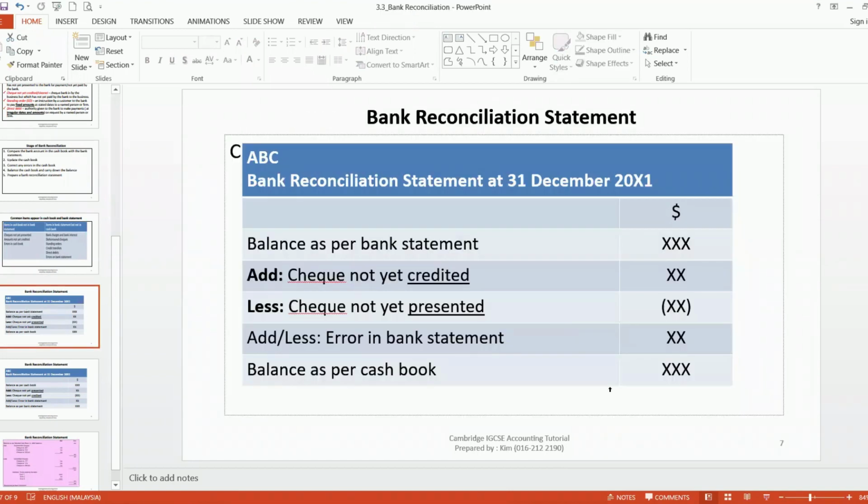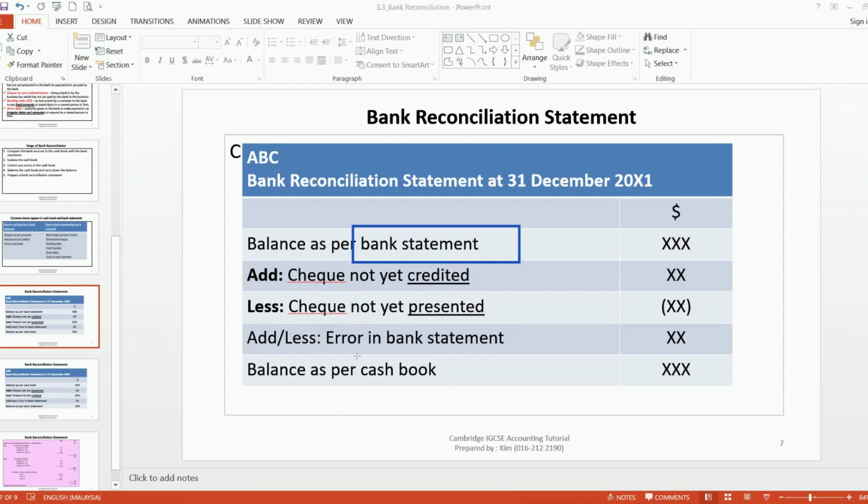The format for the bank reconciliation statement: you have two ways for it. Either you start off from the bank statement. If you start from the bank statement amount, then you add check not yet credited or amount not yet credited, less check not yet presented. Whereas the error in the bank statement can be added or minus, depending on the question. The last is the cash book.